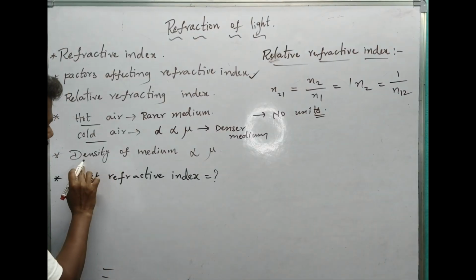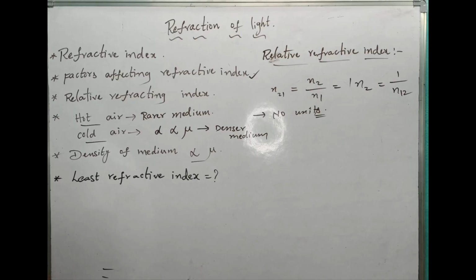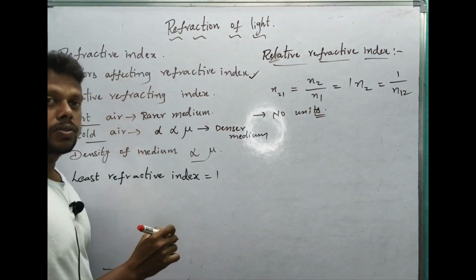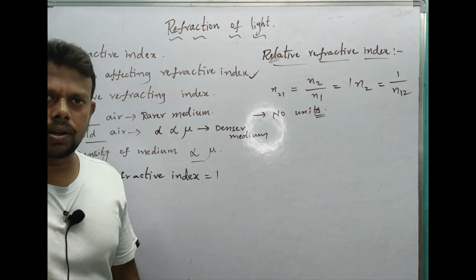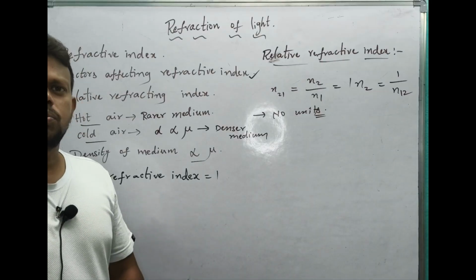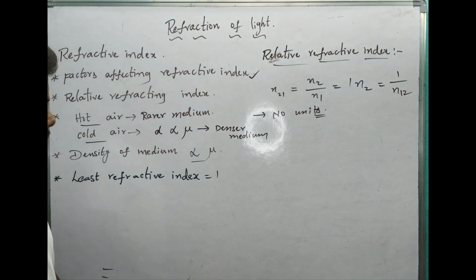Then, the density of the medium is directly proportional to the refractive index of the medium. The least refractive index is 1. The refractive index is never less than 1. The least value is 1, and the refractive index is always equal to or more than 1, but not less than 1.